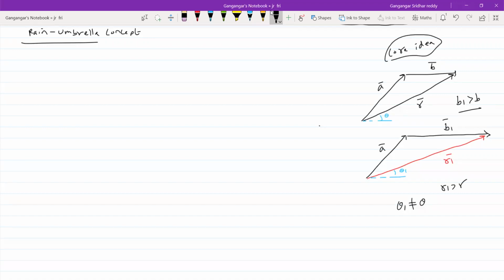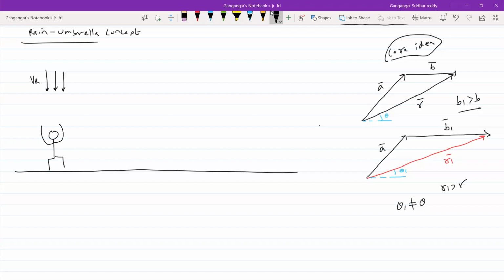Okay, let's begin. So there's a person on the ground. Here the rain is falling vertically down. Here the velocity of rain, let it be VR. The person is standing and is going to hold an umbrella.